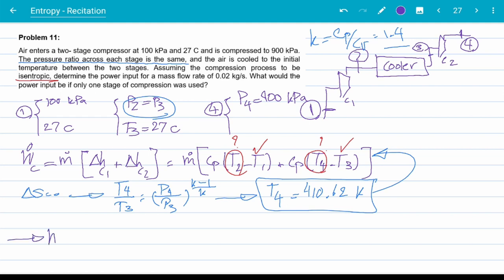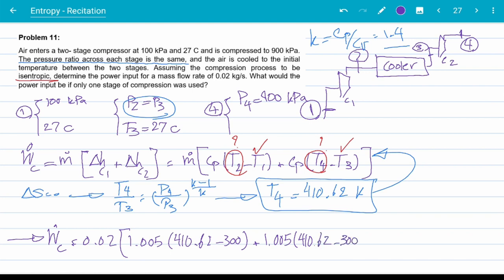So the power input of the compressor is mass flow rate times 1005 times (410.62 minus 300) plus 1005 times (410.62 minus 300), and you get the power consumption of the compressor: 4.447 kilowatts.